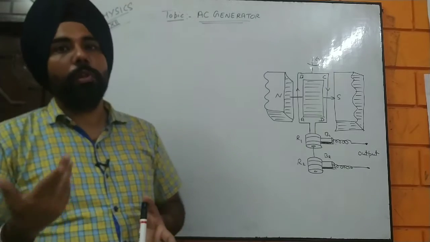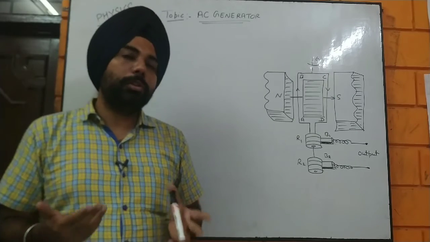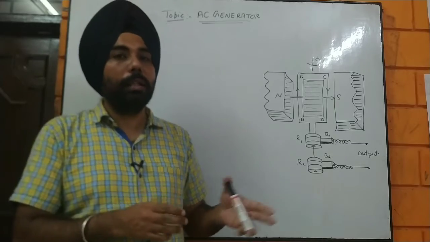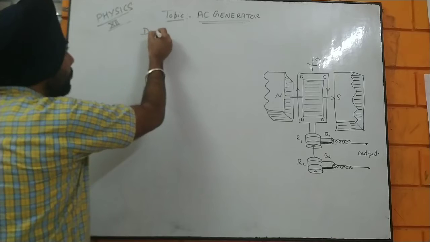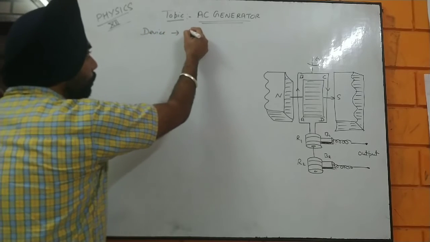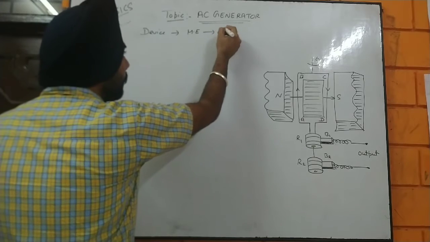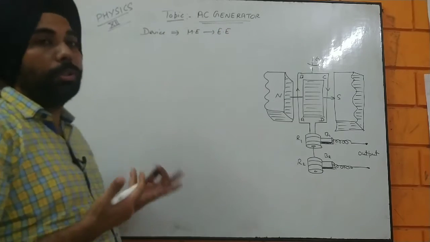First of all, what is an AC generator? Basically it is a device which is used to convert mechanical energy into electrical energy. In simple words, it is a device which is used to convert mechanical energy into electrical energy. That is the main function of that device.